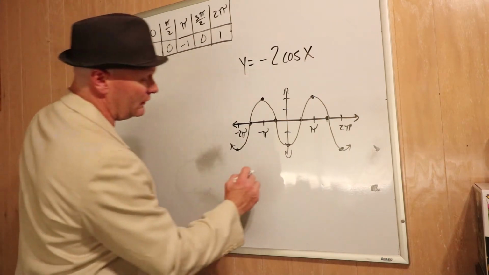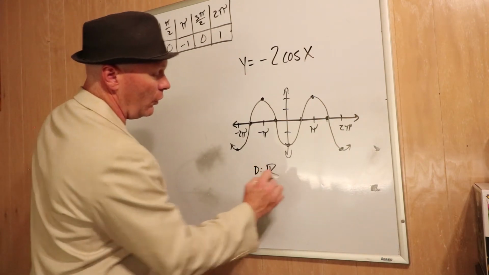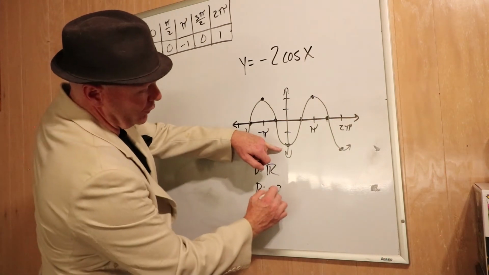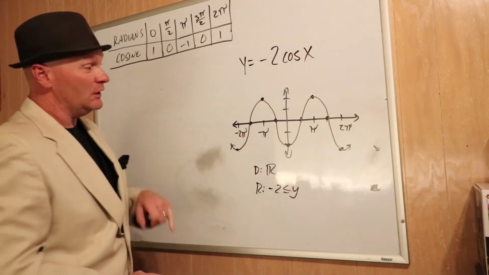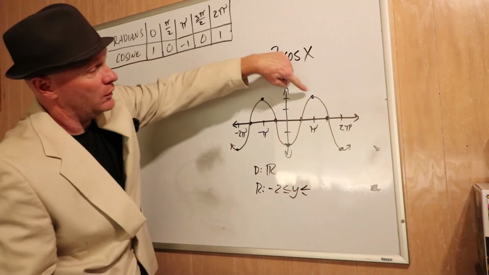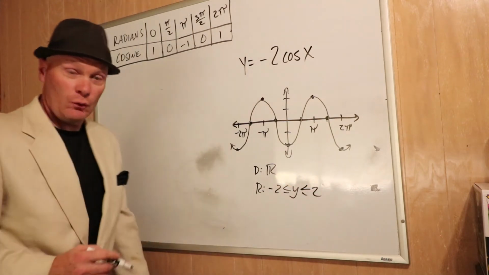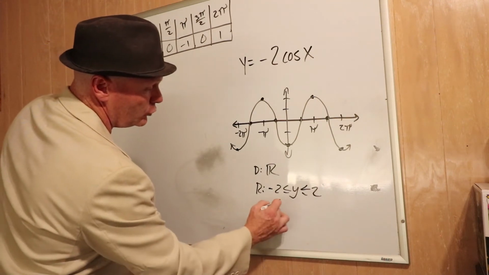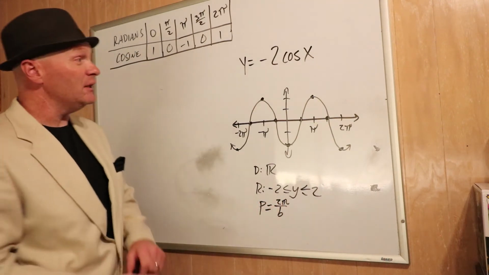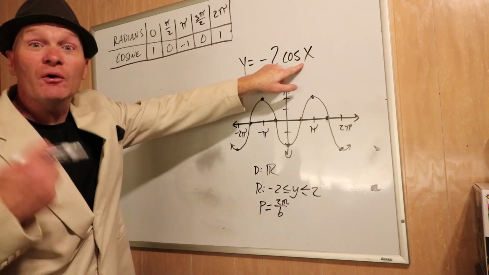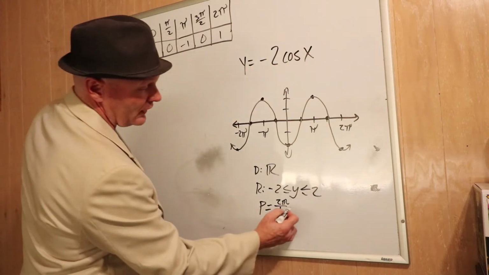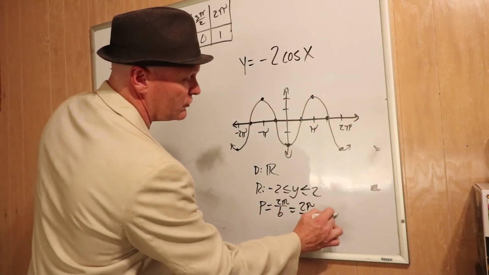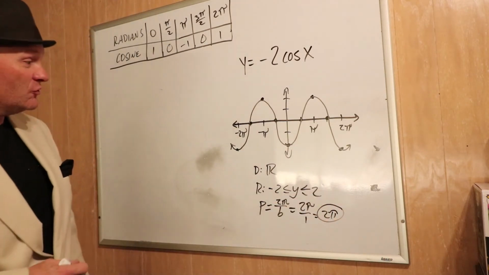We should write down, so our domain is all real numbers. The range, remember, find the lowest point. So the lowest point is negative 2, less than or equal to y, less than or equal to the highest point, which is positive 2. Our period, remember the period you learned last week is 2 pi divided by b. Well, this one does not have a b. Remember, b is the number in front of the x. So this one does not have a b. That means b is 1. 2 pi divided by 1 is just 2 pi. So our period is 2 pi.